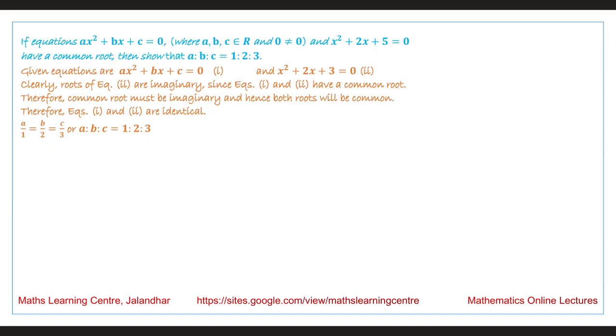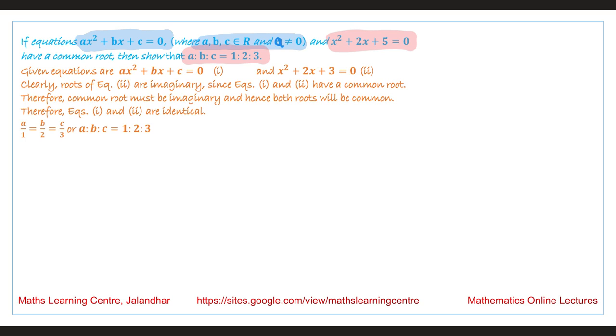Next: if the equation ax² + bx + c = 0, where a, b, c are real and it is given that a is not equal to 0, and the second equation x² + 2x + 5 = 0, have a common root, then we have to show that a : b : c = 1 : 2 : 3.